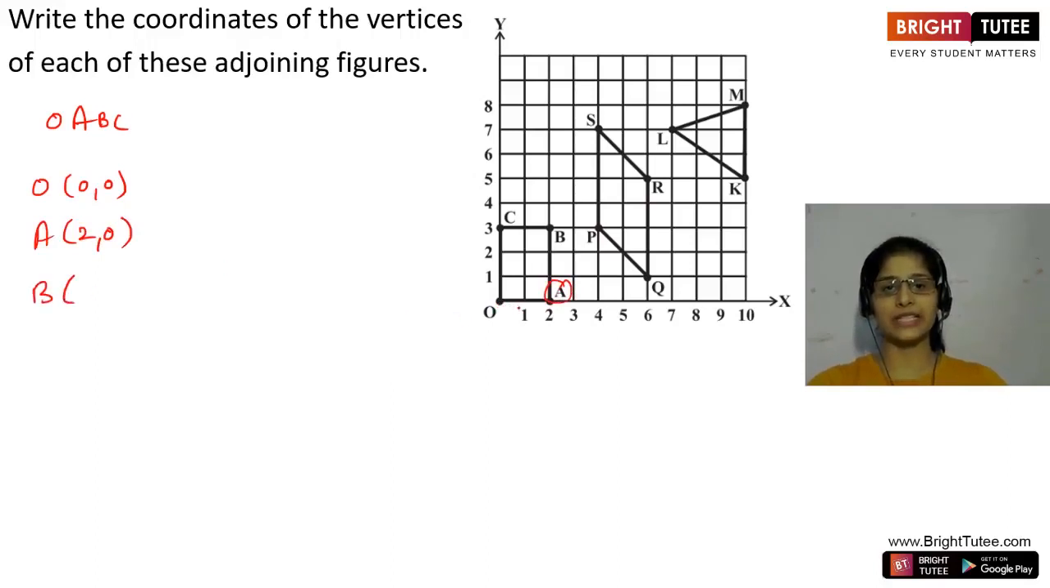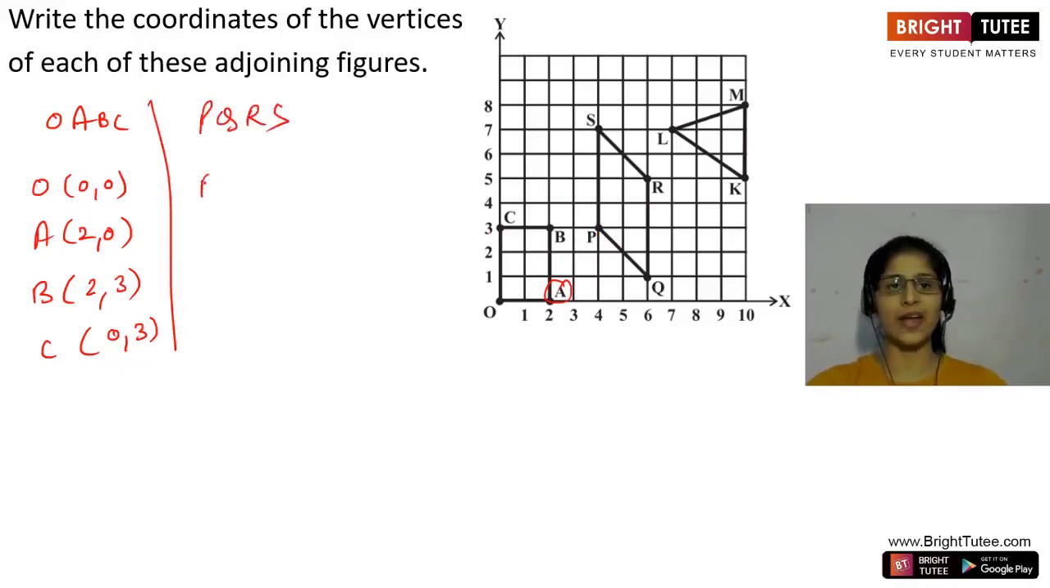The point B, we see that it is 2 units towards the right, so x is 2, and how many units up? 1, 2, 3, so it is 2, 3. And point C, we see that it is 3 units up and it is 0 units to the right, so 0, 3, right? Next figure is this one, PQRS, and we have to write the coordinates of PQRS.